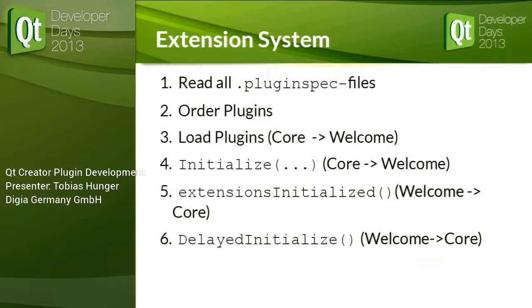So how does this extension system work? What it does first is it reads all the .pluginspec files in a certain set of directories, and then it starts to order the plugins in such a way that it has a list of plugins so that whenever a plugin is... it basically orders the plugins depending on the dependency list. Yeah, no, that's what I wanted to say. Sorry.